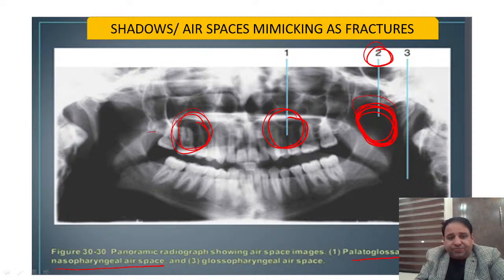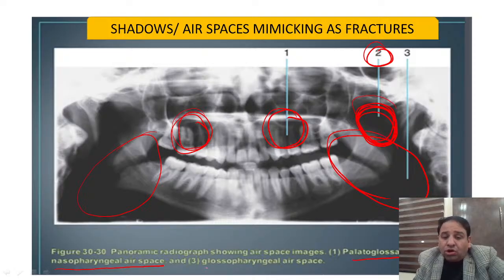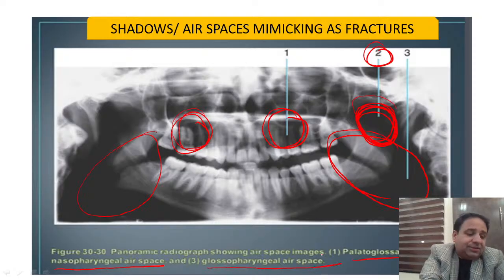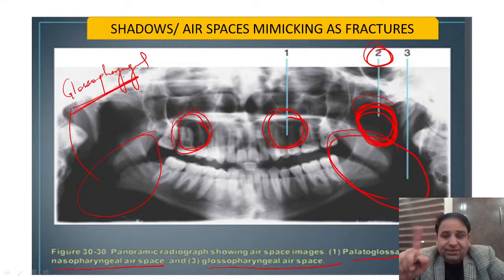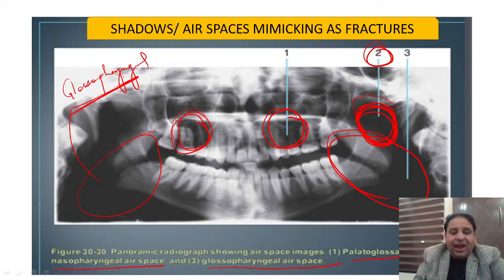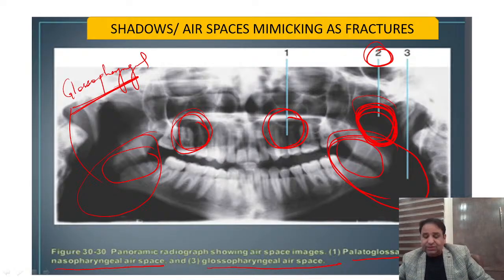And this whole region that you can see as radiolucent, this is your glossopharyngeal air space. So these are 3 important air spaces: palatoglossal, nasopharyngeal and glossopharyngeal. And in this region you also see the tongue shadow. In this region you clearly see the tongue shadow also.